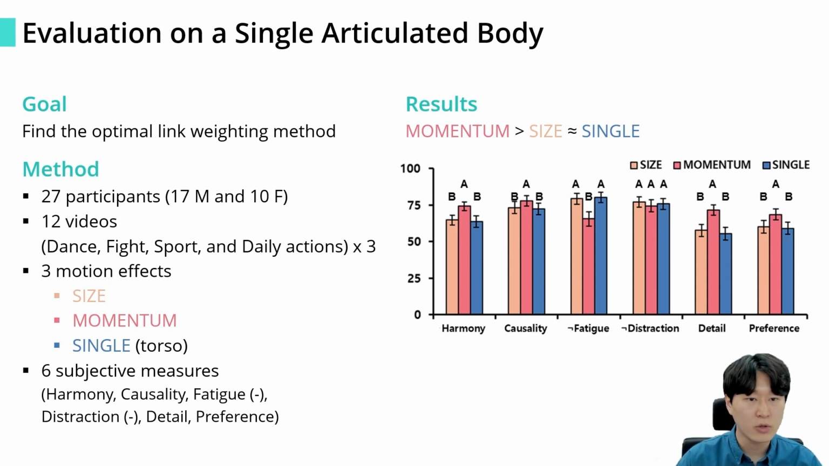Then we conducted a user study to compare the 3 methods. We prepared 12 videos showing the motions of a single articulated body. While watching each video, participants experienced 3 sets of motion effects: size, momentum, and single. Then participants rated 6 measures: harmony, causality, fatigue, distraction, detail, and preference. In the results, momentum showed the best performance in terms of harmony, causality, detail, and preference.